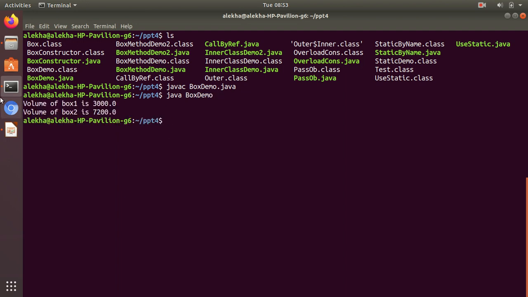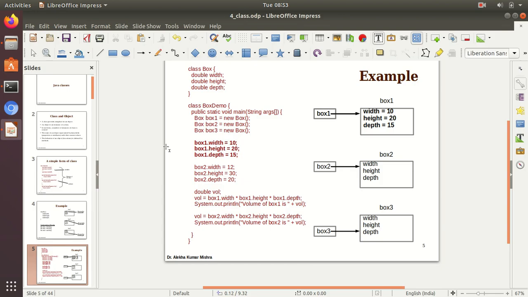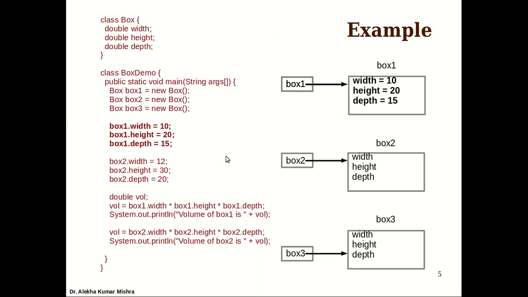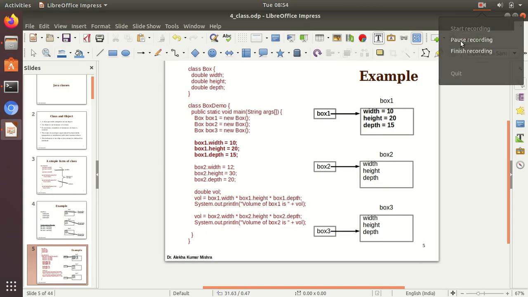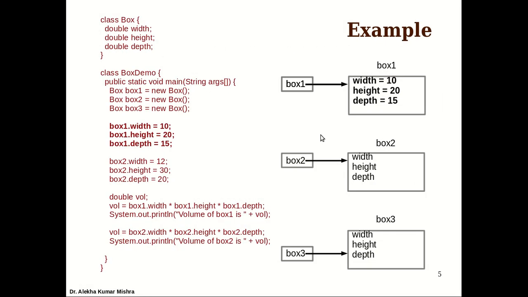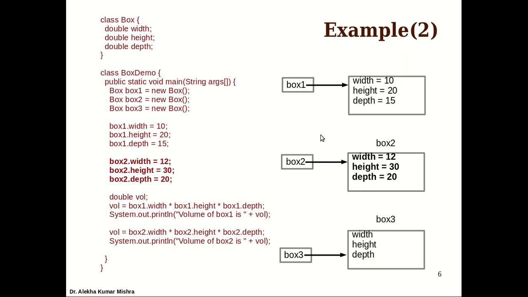Okay, so box 1 volume is computed as 3000 and box 2 volume is computed as 7200. So you can see that. This is how we access the data members of any class we have defined. When these lines are executed, box 2 is updated. I have just shown you the demonstration.